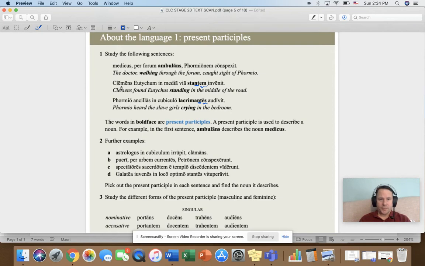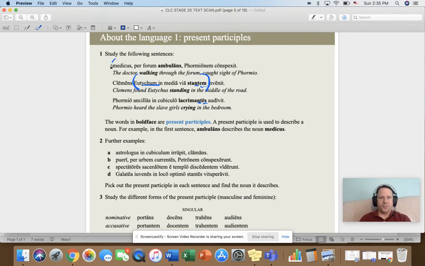And here Clemens found Eutychus standing. So sto, stare, the verb to stand, but here standing is describing Eutychum, right? So Eutychus standing in the middle of the road. So Clemens found Eutychus standing in the middle of the road.